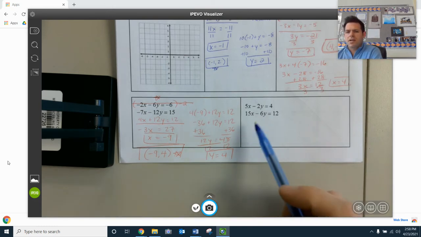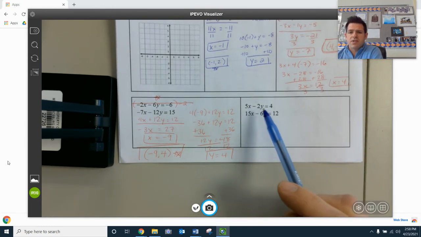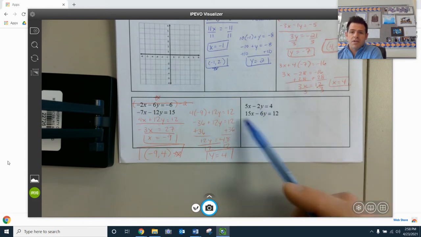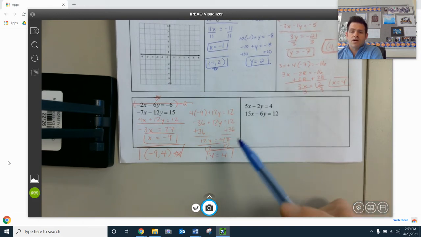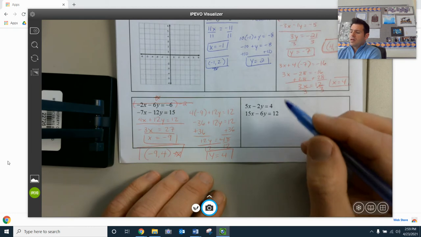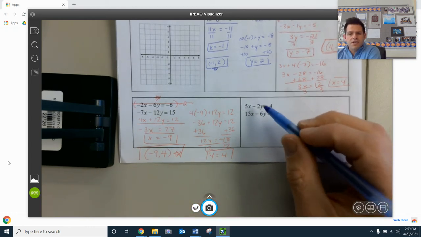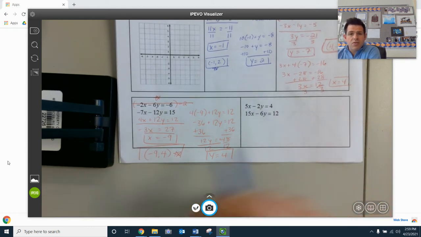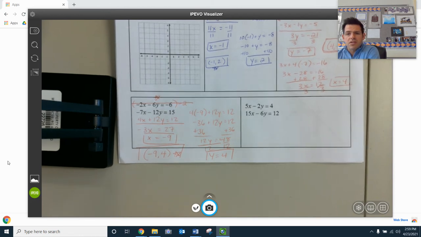In this system, 5x minus 2y is equal to 4 is one of our equations. 15x minus 6y is equal to 12 is another one. No opposite coefficients, no same coefficients, so there's going to be some sort of multiplication involved here.